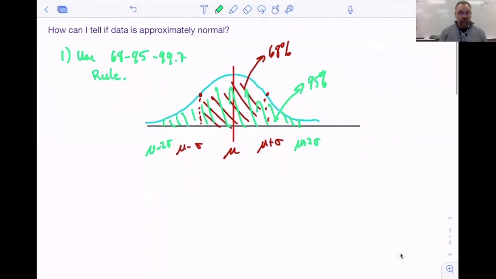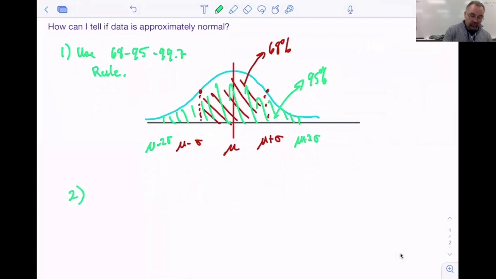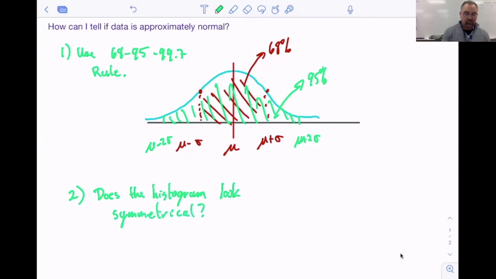Okay. What else could we try? Well, we learned a little bit about density curves earlier in the week. So maybe we could check and see, does the histogram look symmetrical? Because if the histogram looks symmetrical and we have that nice peak in the middle and then it's kind of going out to the sides, well, if we were to draw a density curve over it, then I start to think maybe that would look pretty normal.